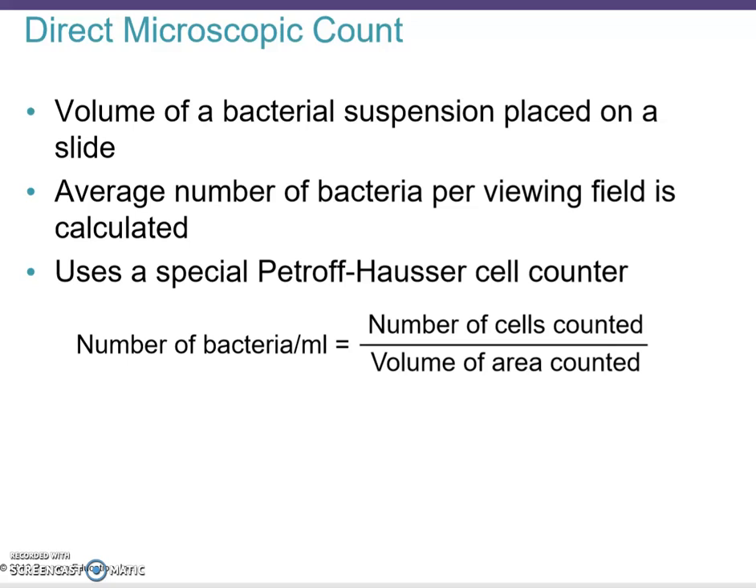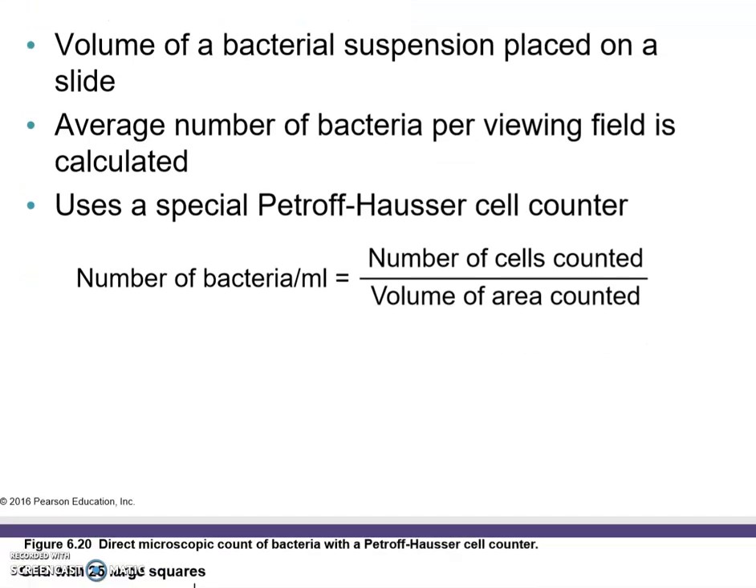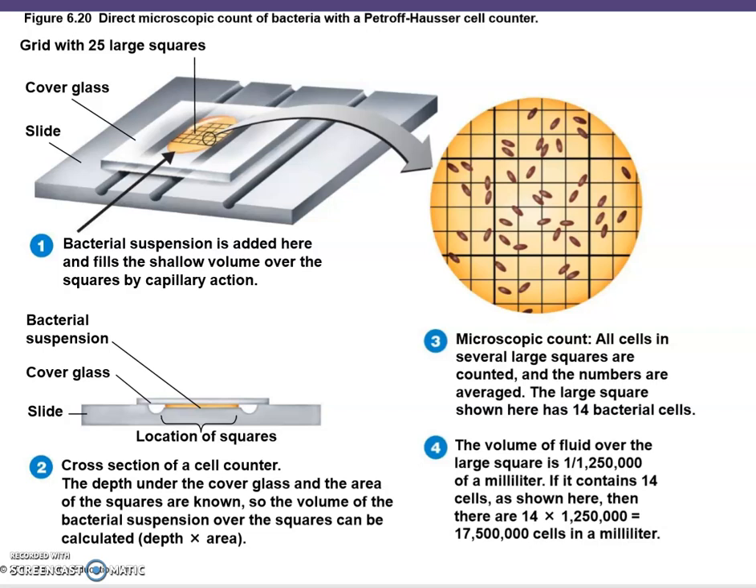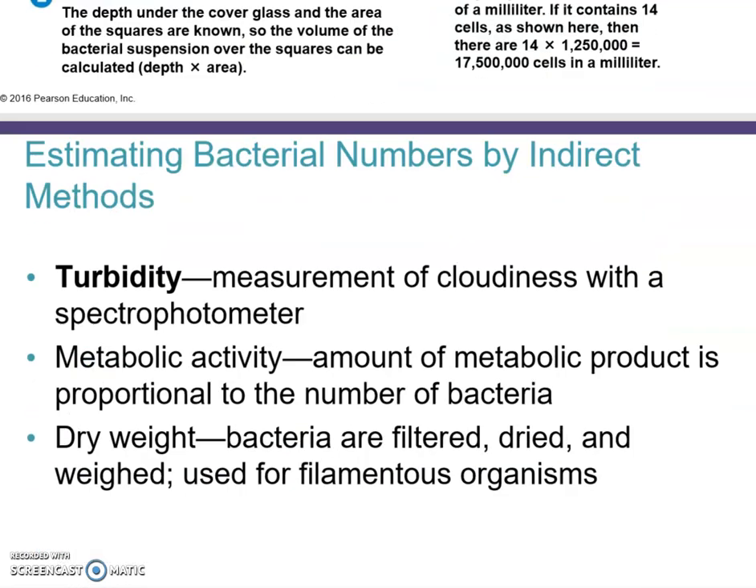In the direct microscopic count, you take a volume of a bacterial suspension, place it on a slide, and then calculate the average number of bacteria per viewing field with this formula. It's not something that I was going to do in the lab. So here is the direct microscopic counting. It's kind of hard to do because these bacteria a lot of times are moving, and plus you don't have much contrast when you're counting live bacteria.